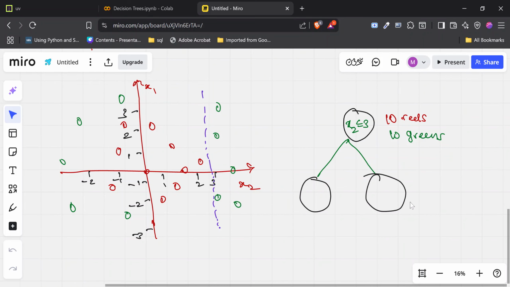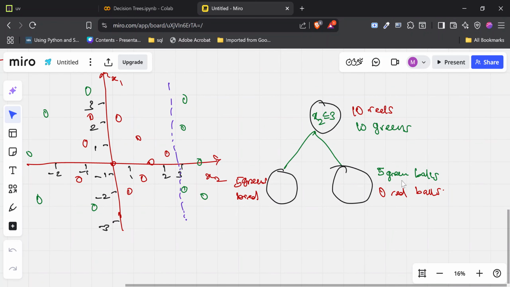So on the greater than 3 part, we have 5 green balls, then 0 red balls. Then here, what are we going to have? We are going to have 10 red balls, and we're going to have how many greens? 5 greens.